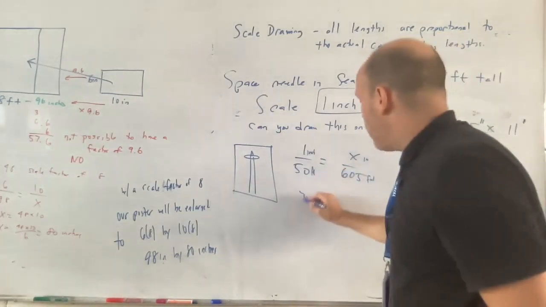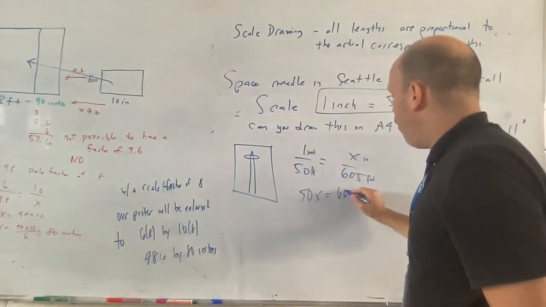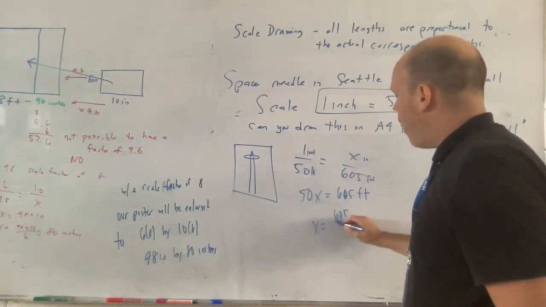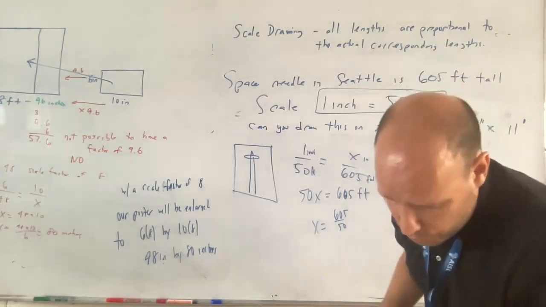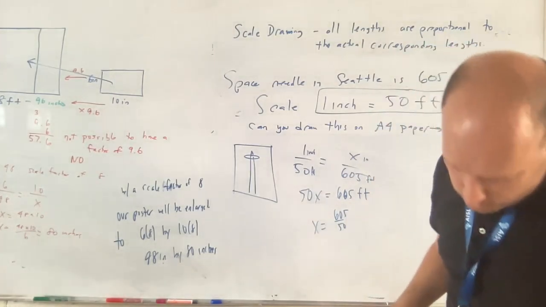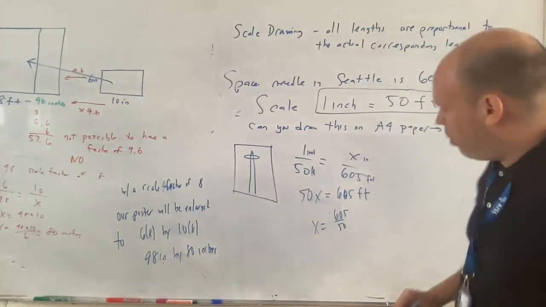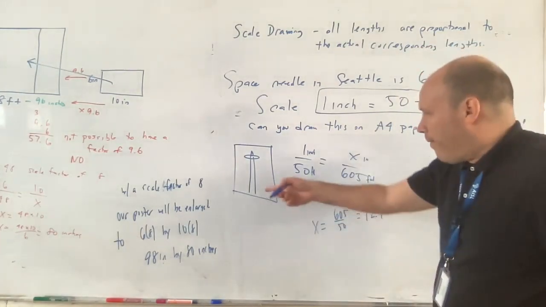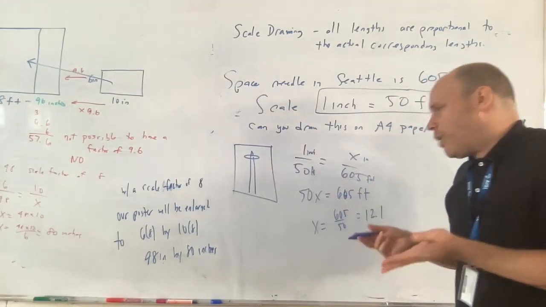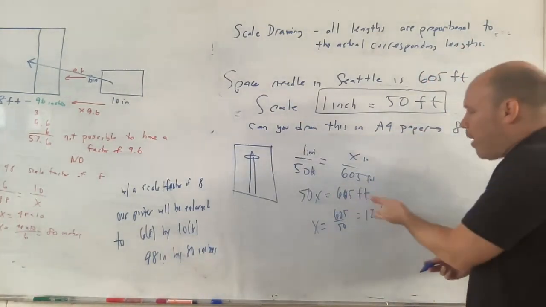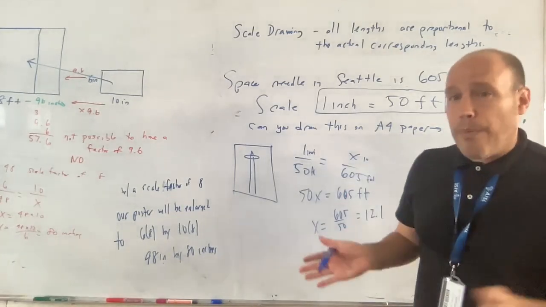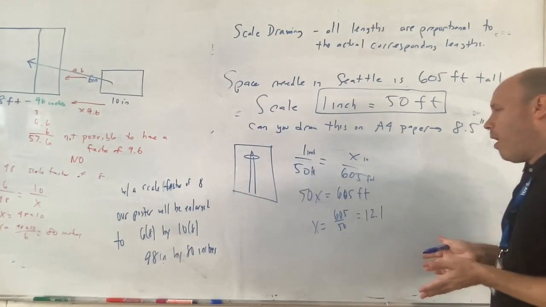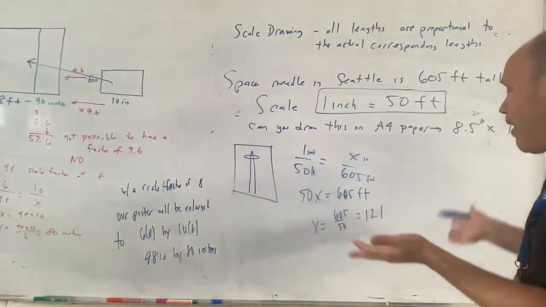Cross multiply. 50x equals 605 feet. x equals 605 divided by 50. Hey Siri, 605 divided by 50. 605 divided by 50 is 12.1. Okay, that's a problem. It's not going to fit on this paper. Maybe we should change the scale. But the idea is you change the scale. I'm going to shut the video off now, but I want you to think about what we should change the scale to fit it on the paper, and that's basically it.